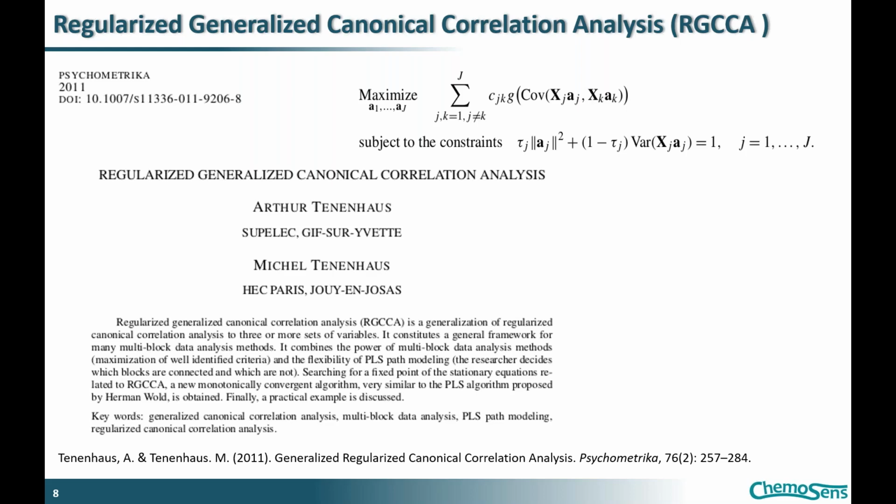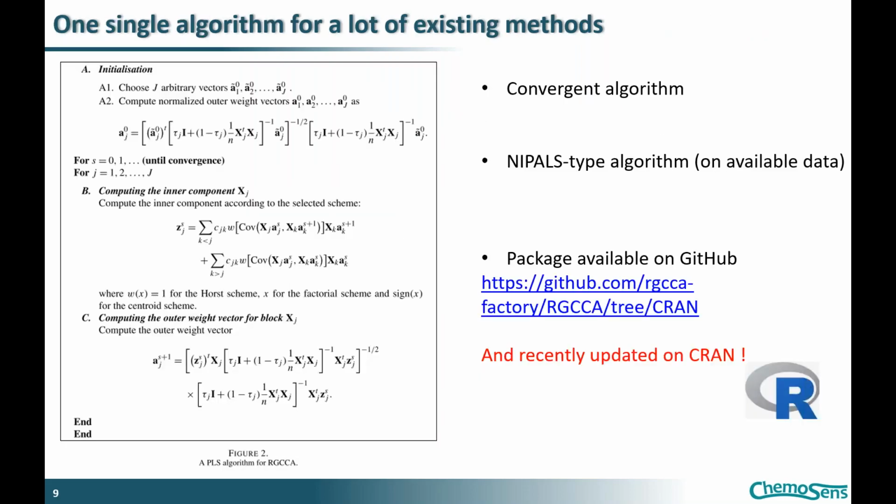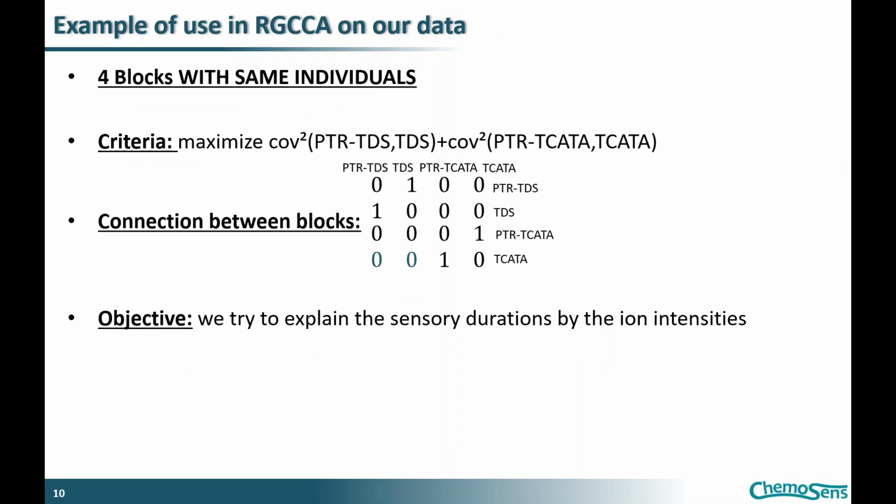This paper is very interesting because, with this framework, you can get back a lot of existing multi-block methods with a single algorithm. And this algorithm is shown to be convergent. It's a NIPALS algorithm, that is to say that you can use it with some missing values. It's freely available on GitHub, and recently it was updated on the CRAN. So it's very nice to use. So let's do it on our data.